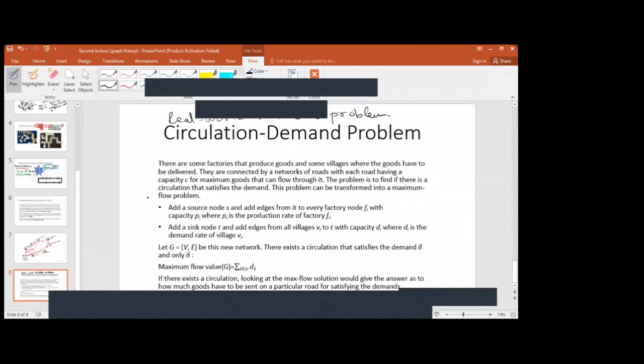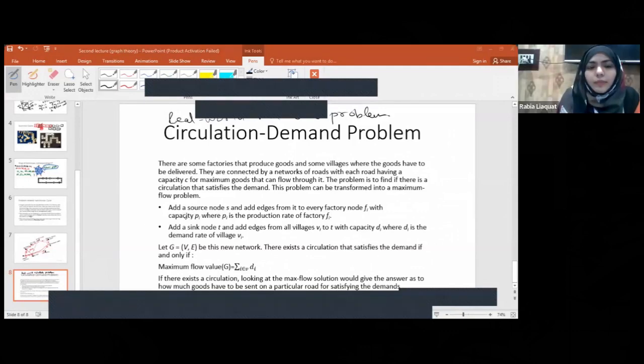Add a source node S and add edges from it to every factory node Fi with capacity Pi, where Pi is the production rate of factory Fi. Add a sink node T and add edges from all villages Vi to T with capacity Di, where Di is the demand rate of village Vi. Let G equal (V, E), where V is the vertex set and E is the edge set.